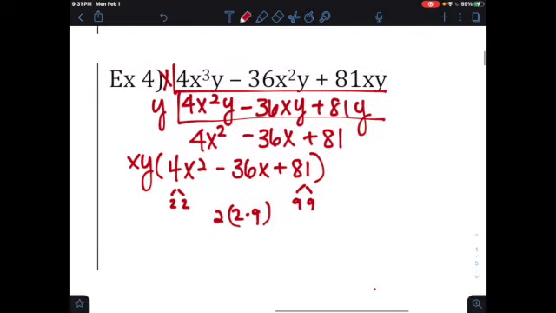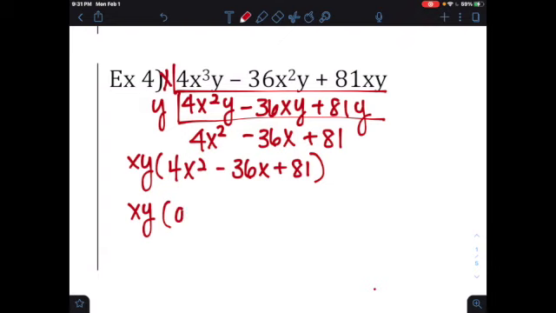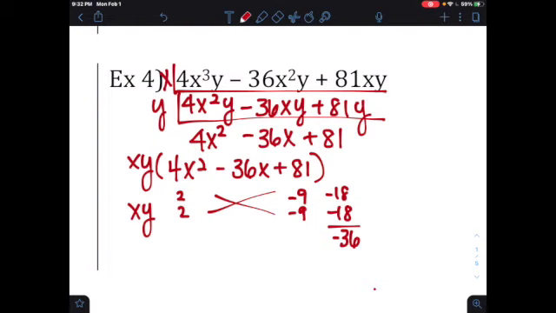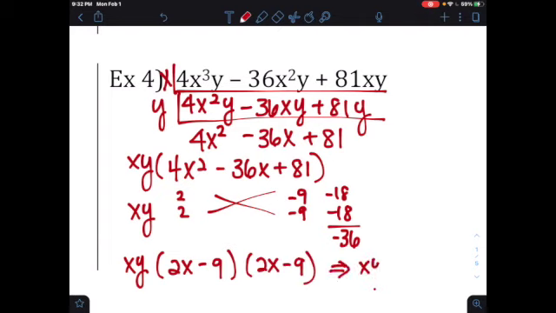It will be the perfect square. We can actually just say xy, and then it's going to be x, break it down, 2 and 2, 9 and 9, both negative. That will be negative 18, that gives you negative 36. So therefore, it's going to be xy times 2x minus 9 and 2x minus 9, or you can write it as xy times 2x minus 9 squared. Either one will be perfect for me.